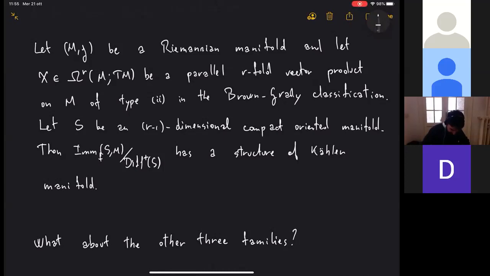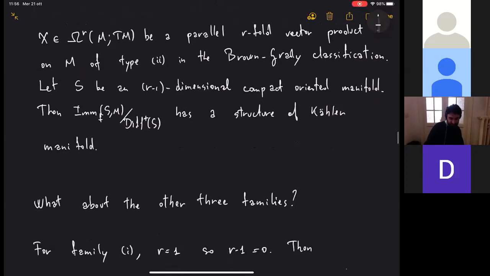In this first part, I just wanted to translate LeBrun's theorem into a special case of the statement that I gave at the beginning. So the natural question is, what happens in the other three families? Let us begin with the first family. The first family is R equal 1, and so R minus 1 is 0. This means that S is a point. More generally, it is a disjoint union of points, but maps from a disjoint union of points to M is just M times M n times. So we can reduce the statement to the connected case.